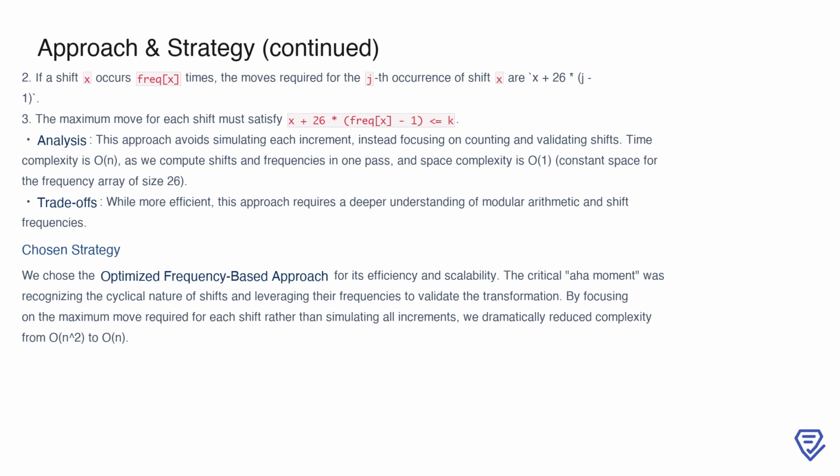The beauty of this approach lies in its efficiency. The time complexity is reduced to n, because we only make a single pass through the strings to compute shifts and their frequencies. Additionally, the space complexity is constant, as we only need an array of size 26 to store the frequency of shifts. While this method is more efficient, it does require a solid grasp of modular arithmetic and the behavior of cyclic shifts, which may make it slightly less intuitive than brute force for beginners.